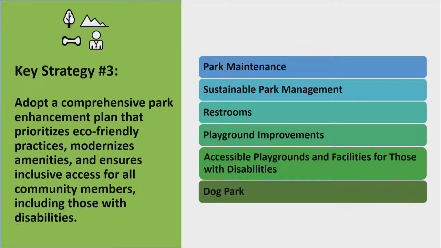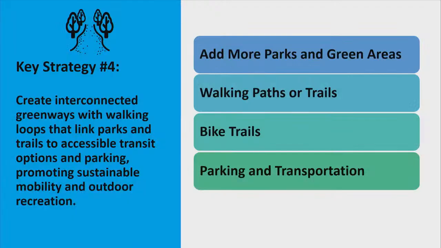And then lastly, a dog park, prioritizing the continued development of the Dick Clark Dog Park. Goal 4 is to create interconnected greenways with walking loops that link parks and trails to accessible transit options and parking, promoting sustainable mobility and outdoor recreation. This is achieved through 4 goals: adding more parks and green spaces. This is done through collaborative partnerships, public-private partnerships, looking at urban spaces and repurposing land.